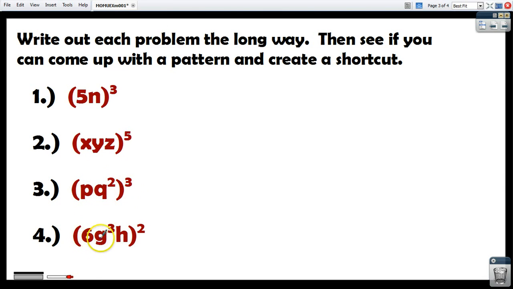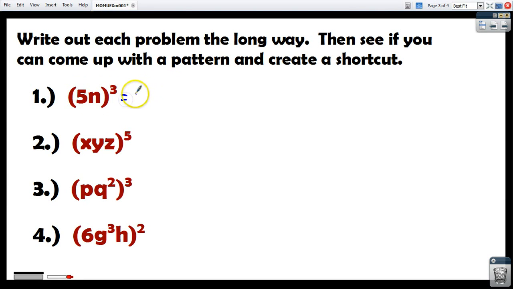P times q to the second power, the whole thing put to the third power. Or this one, 6 times g to the third times h, the whole multiplication problem being put to the second power. Now, let's take a look at what happens. What we're going to try to do, just like with everything else, is see if you can develop the shortcut for yourself. We'll write each problem out the long way, and then see if we can establish a pattern that will help us create some kind of shortcut that we can use in these situations where we've got a multiplication problem or a product to a certain power.